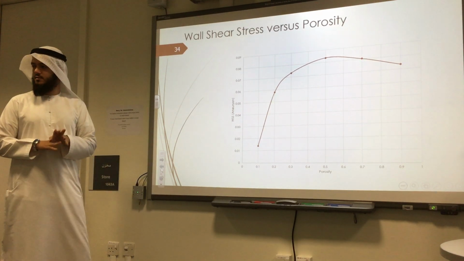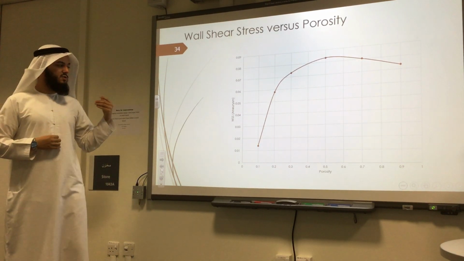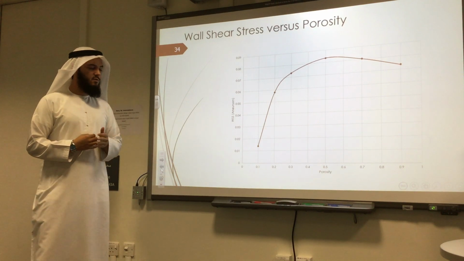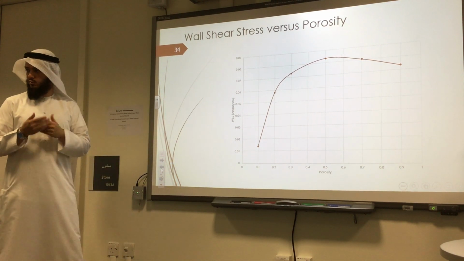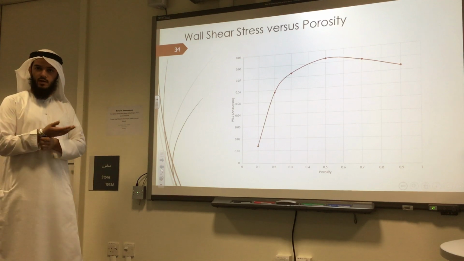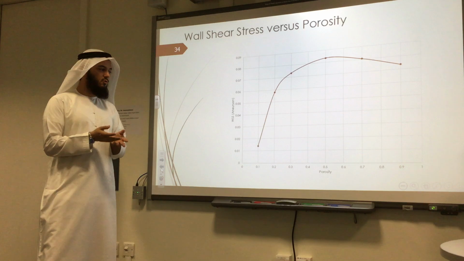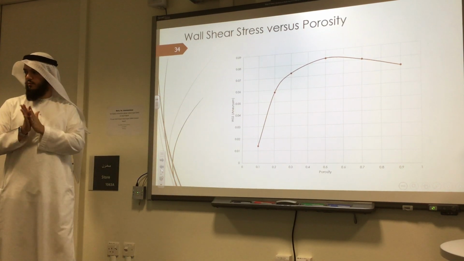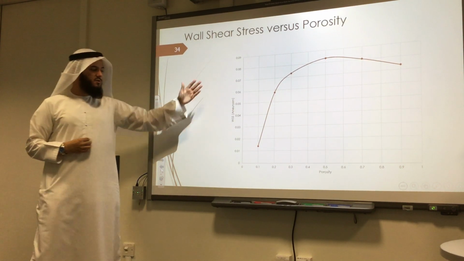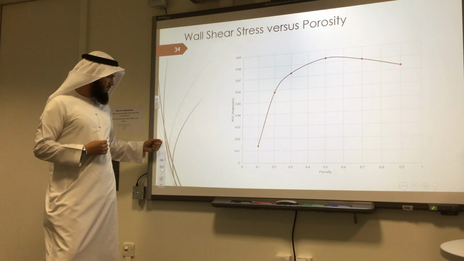Why is this happening? Why is the wall shear stress increasing as porosity increases? Because when you remove coils from the aneurysm, you are having more free space for the blood to interact with the arteries. That's why wall shear stress increases.